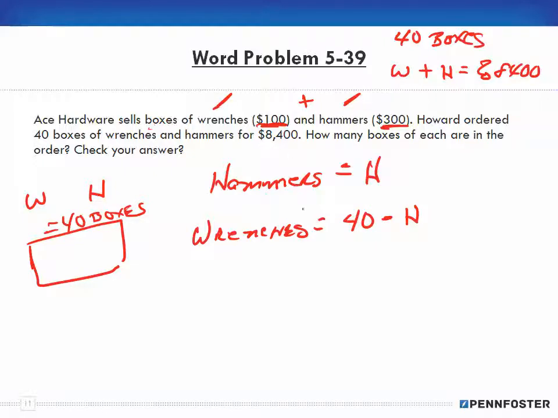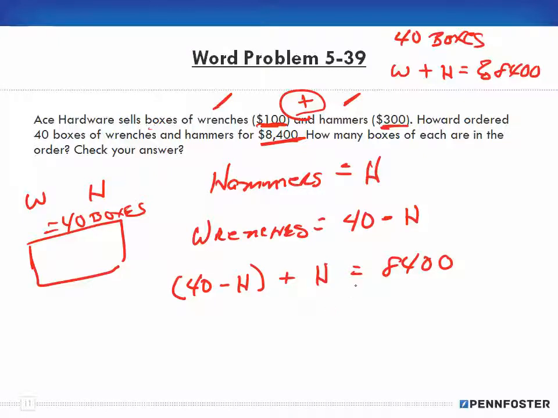Now, I've just set that relationship up, and I know that the two of those added together will equal the 8,400, right? So I have 40 minus h for the wrenches, plus h for the hammers, is equal to $8,400. Okay.